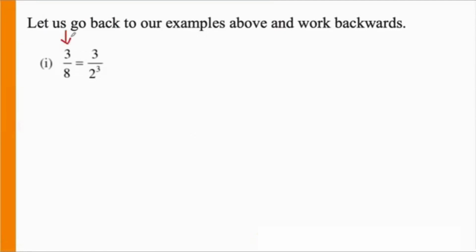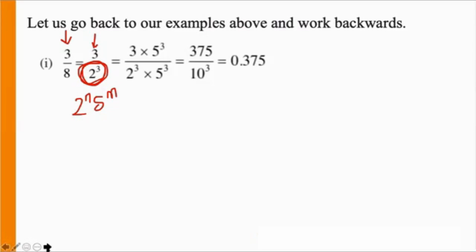Let's take 3 divided by 8. So it can be written as 3 upon 2 cube. Now the prime factorization of the denominator is in the form of 2 raised to n, 5 raised to m, correct? Though 5 is raised to 0 here, it is still in this form. Therefore, we can conclude that the decimal expansion will be terminating.